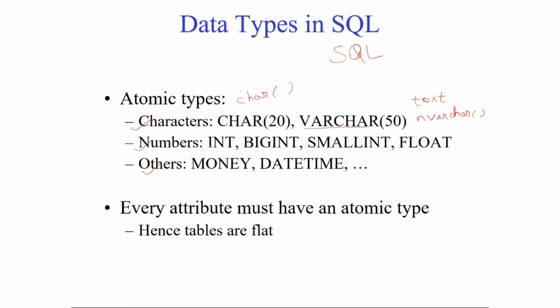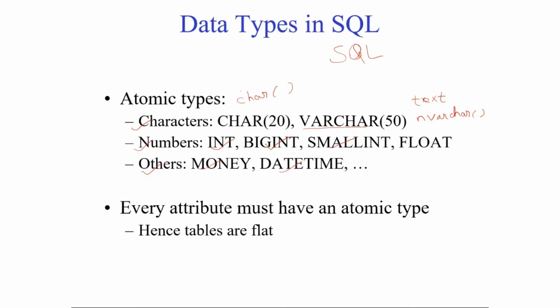Then for numbers, we have integer, big integer, small integer, and then decimal also, right? So a lot of data types are there as per the requirements, so you can use any data type. Then there is money also, and then there is date time also.